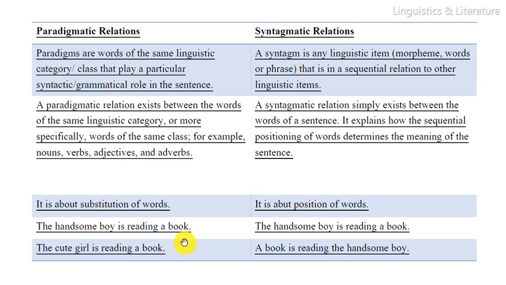And here we have another example that clarifies the syntagmatic relations. The handsome boy is reading a book. A book is reading the handsome boy. So the words the handsome boy or a book are syntagms of each other, or in other words, they are in a syntagmatic relation to each other.